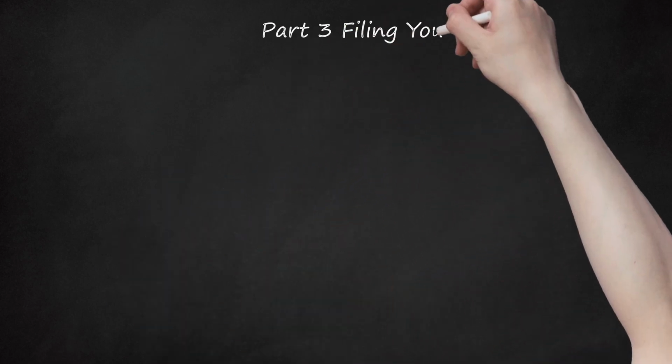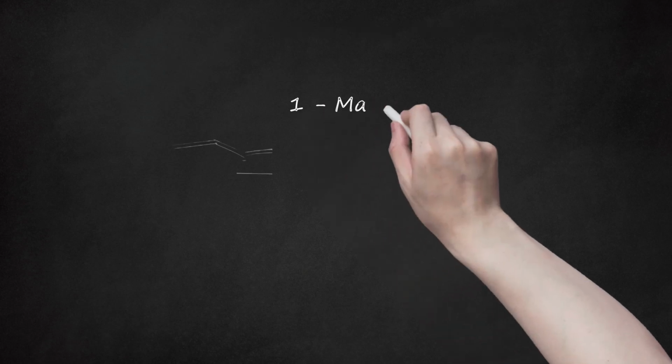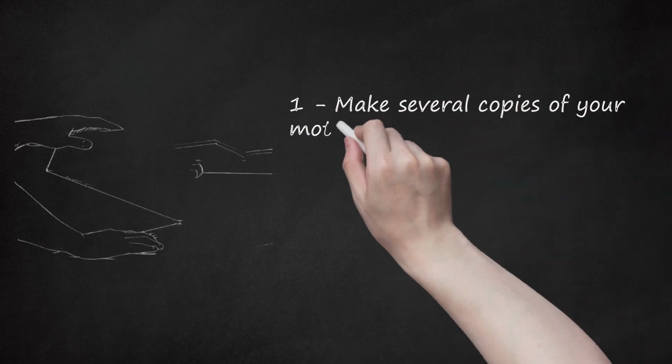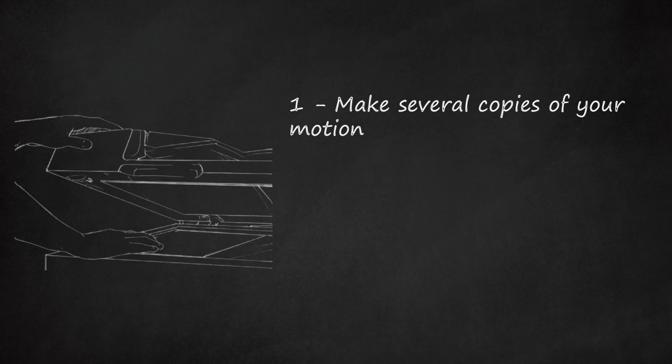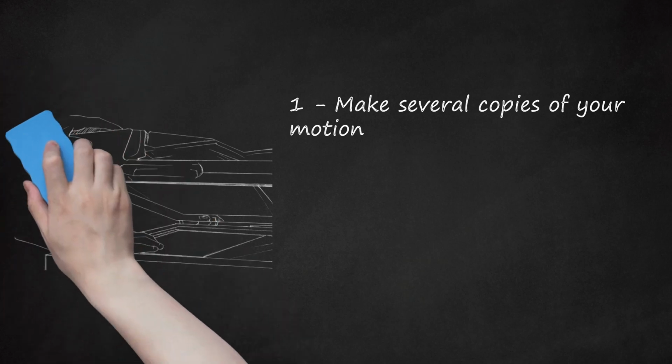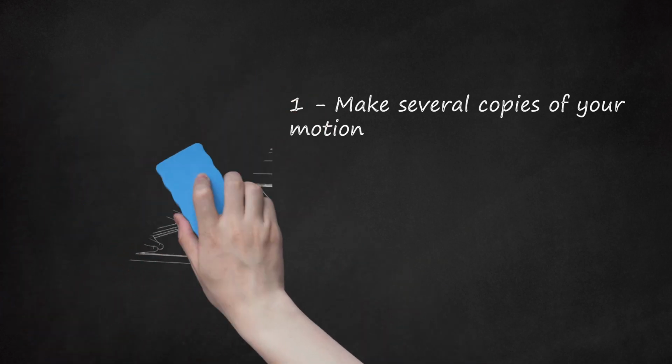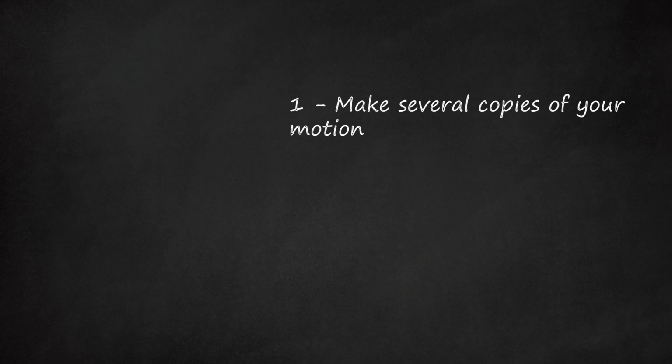Part 3. Filing your motion. 1. Make several copies of your motion. You should make one copy for your own records. Also, you must serve a copy on the other side's attorney. If you are filing electronically, then the electronic system usually notifies the other side that you have filed a motion. The court may also want one or more copies, so you should make a few more.